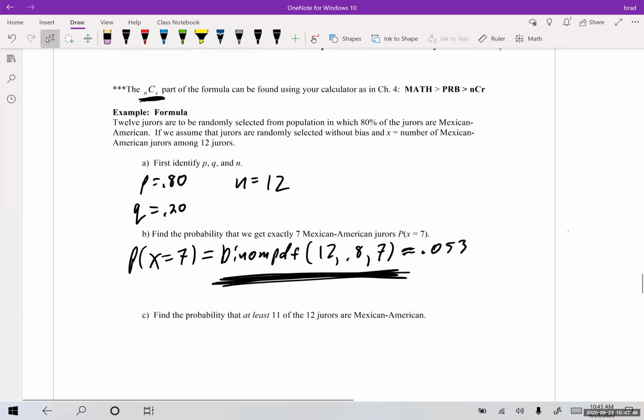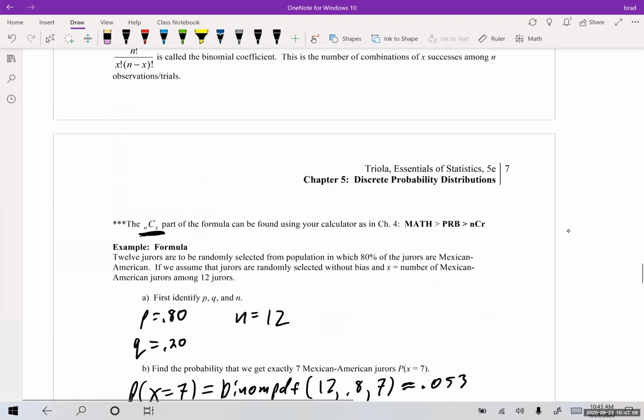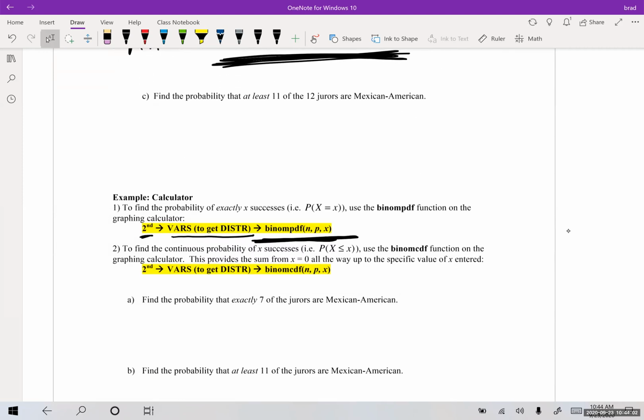That's what this first coefficient helps us do. This N choose X tells us how to deal with the number of possibilities. Then we multiply it by their probabilities respectively, and the calculator will do all that for us in the formula. It says find the probability of at least 11 of the 12. That means X is greater than or equal to 11, so this would be the probability of X equals 11 plus the probability that X equals 12.